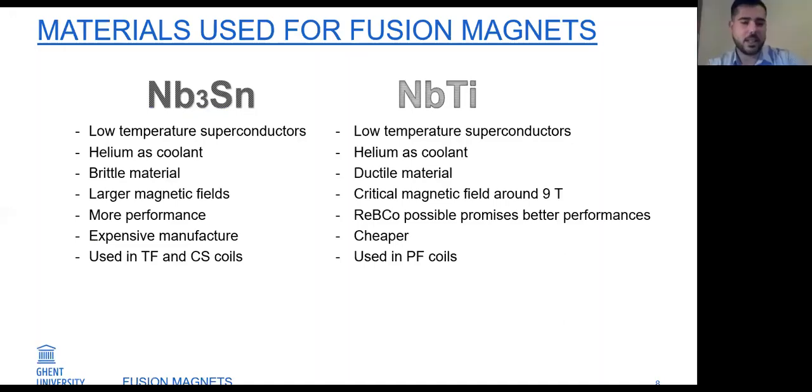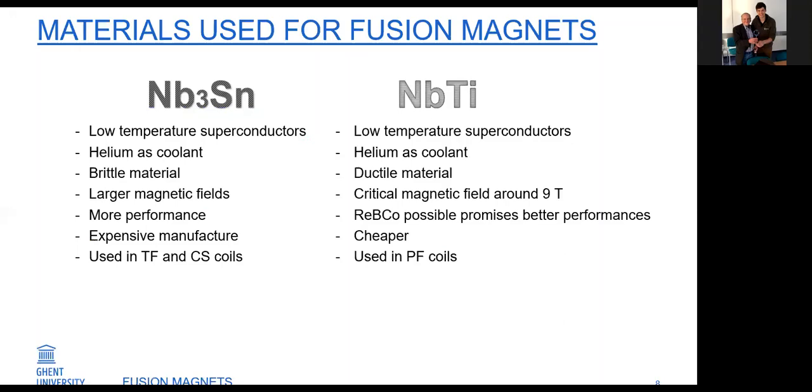Well, the point is that niobium tin has a special crystalline structure. And it's because of this crystalline structure that it can carry more current and then produce larger magnetic fields. So this is why it's worth continuing the research on this material.